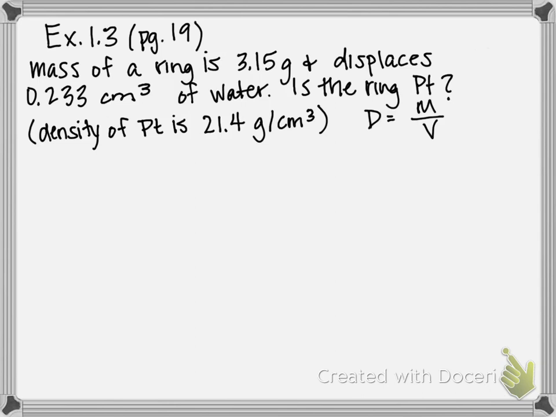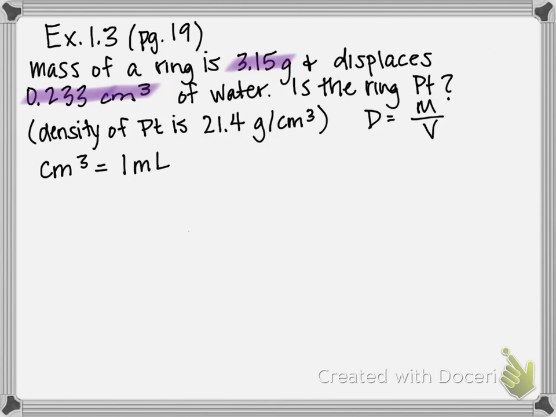So like the question states, this guy suspects his ring isn't made of platinum. He figures out its mass is 3.15 grams and that it displaces 0.233 centimeters cubed of water. And if you recall, technically a centimeter cubed is the same as 1 mL. Both are units of volume. So this is like saying it displaced 0.233 mL of water, meaning that it has a volume equal to that.